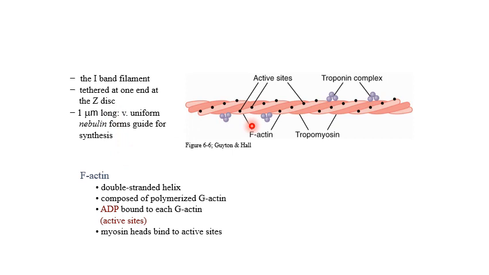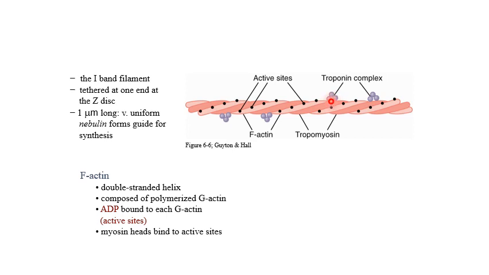Now, the actin molecule is formed by other types of protein. One is called F-actin. F-actin is composed of G-actin, and ADP is bound to each G-actin, and the myosin head binds to the active site. Myosin heads usually bind here. And then you have the tropomyosin. You have two actin strands interdigitating with two tropomyosin molecules. These tropomyosin molecules then further contain the troponin complex.